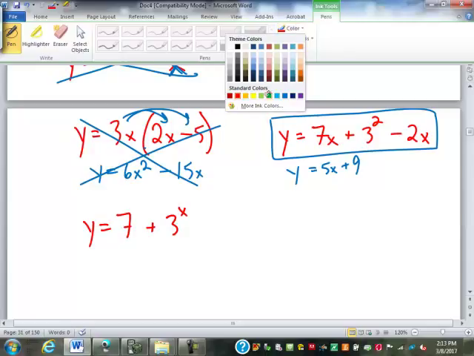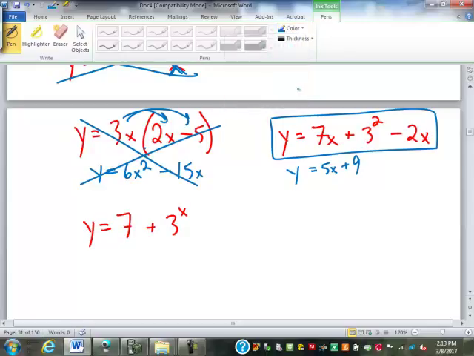How about this one? That one is not going to be a line. Why not? X represents some number that we don't know on the 3. Perfect. X is a power. The variable is in the power of the exponent, so that will not form a line.